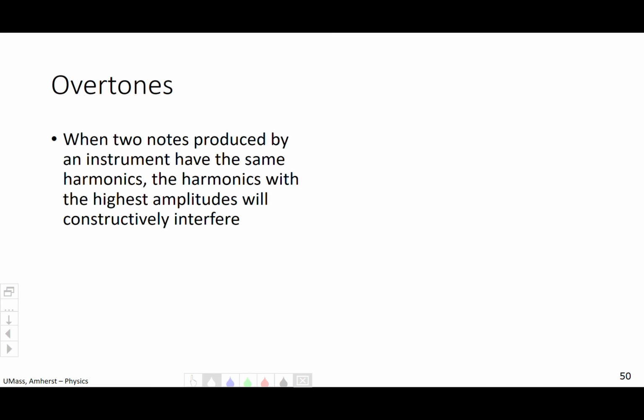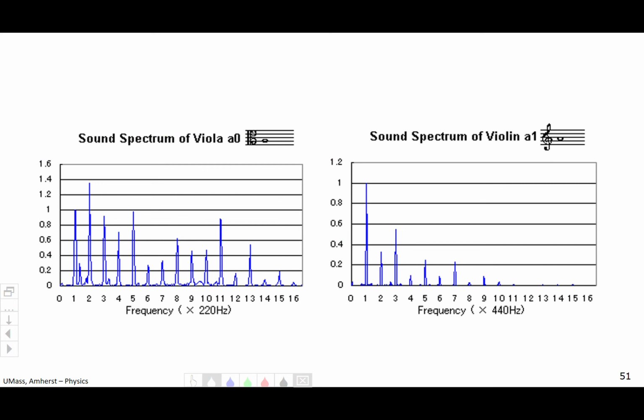So overtones, they are when two notes produced by an instrument have the same harmonics. The harmonics with the highest amplitudes will constructively interfere, and you will hear that note amplified.